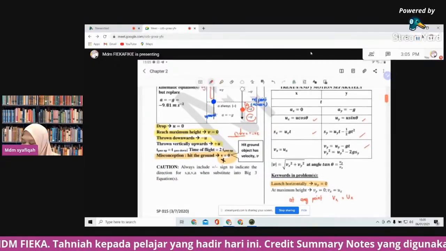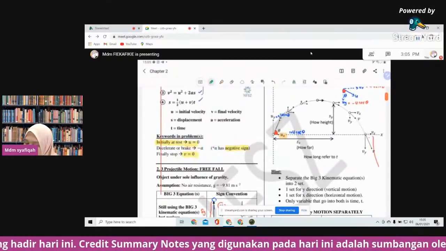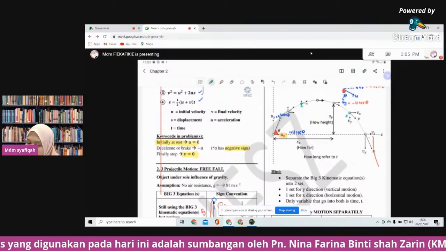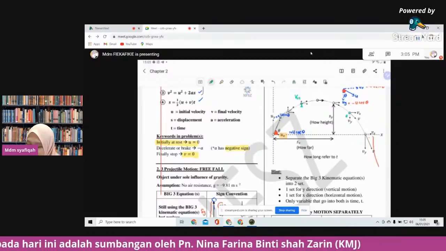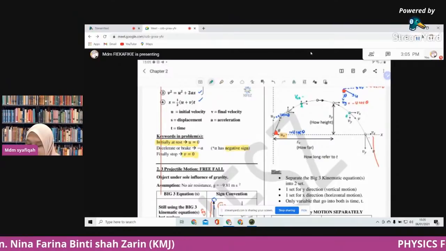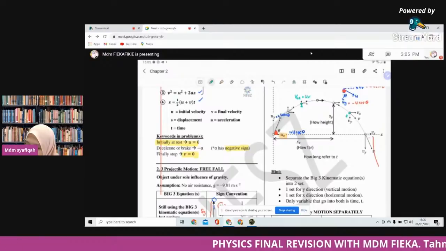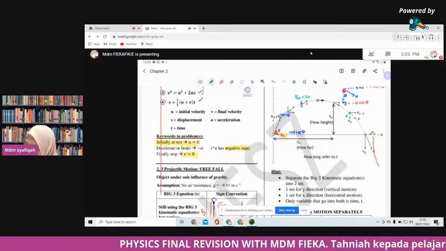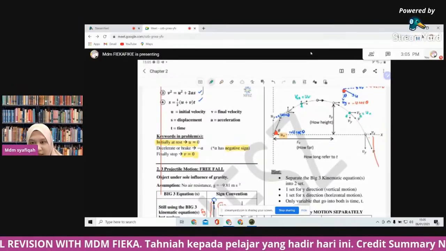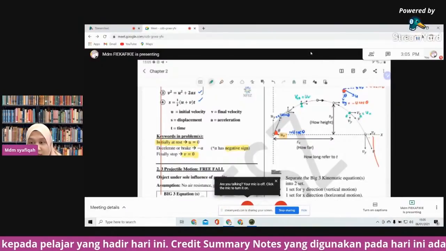Kenapa saya kata macam tu? Okay, contoh, awak cuba tengok sini. Dekat point A dengan dekat point B. Berapa value Vxa? The Vxa here is actually equal to Ux at any point. Same goes to this one. Vx ini, this one B kan, kita Vxb. Ini pun sama dengan Ux. Nilai dia sama, sebab dia tidak dipengaruhi oleh gravitational acceleration kita.